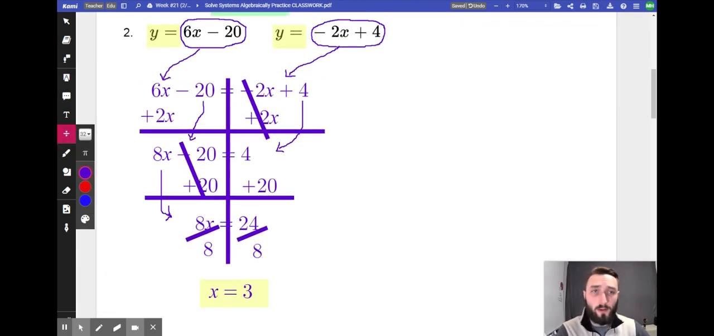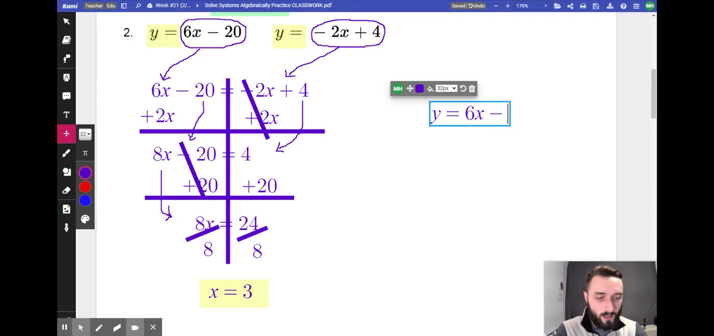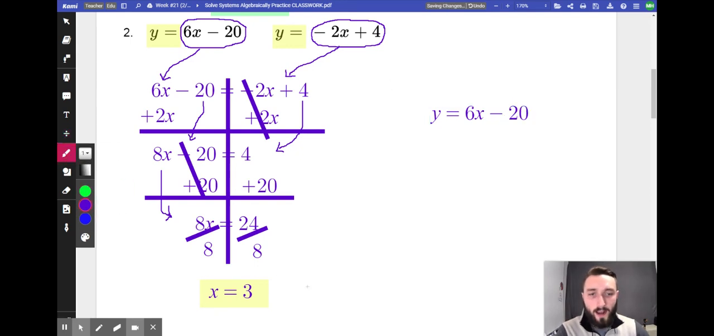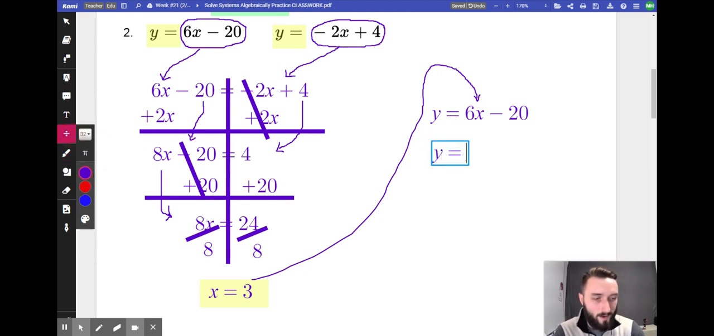Well, I'm going to rewrite one of these equations. Again, it doesn't matter which one. I'll take the first one. Okay, y equals 6x minus 20. And I'm going to take what I got for x, which is 3, and I'm going to substitute it in where I see an x in my equation that I'm going to simplify.